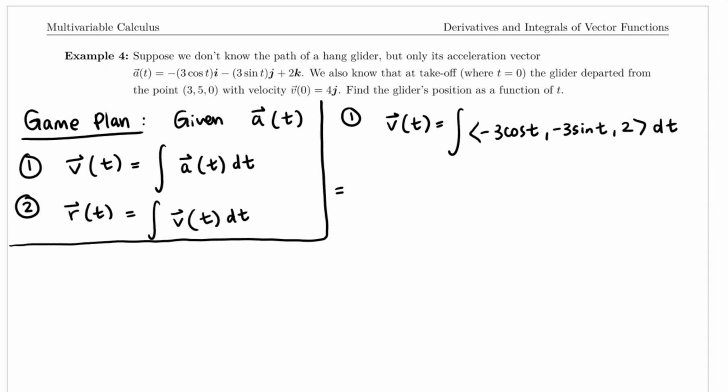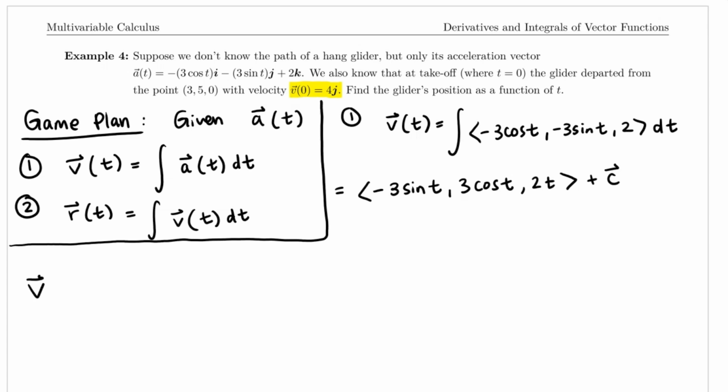Okay, so we're taking an indefinite integral here. I'm going to integrate each component, and if we do that, that gives us negative 3 sine t, 3 cosine t, and 2t. Because this is an indefinite integral, I need to add my constant vector. And just like in Calculus 2, in order to figure out our constant, we're going to need to utilize some information that we're given, maybe an initial condition. So here we know that v of 0 is equal to 4j, so let's utilize that.